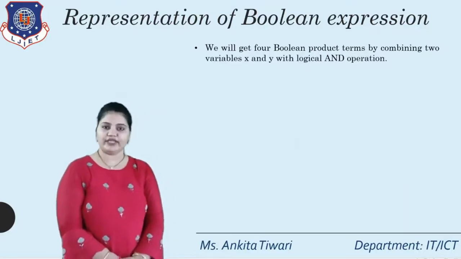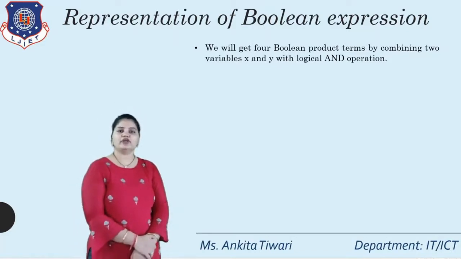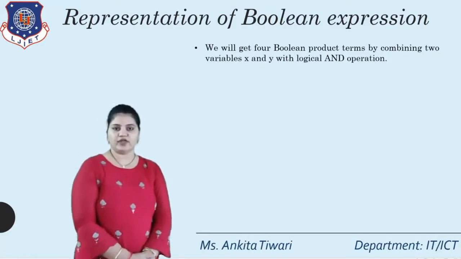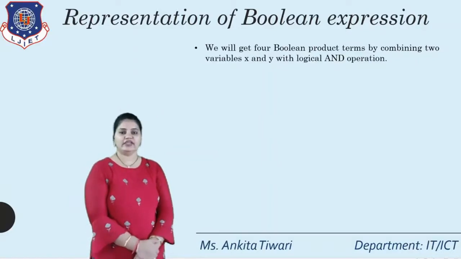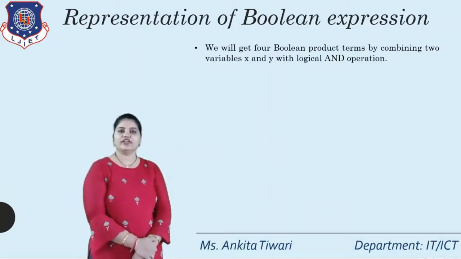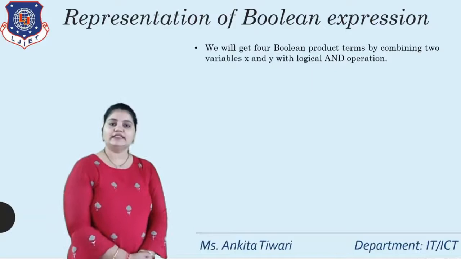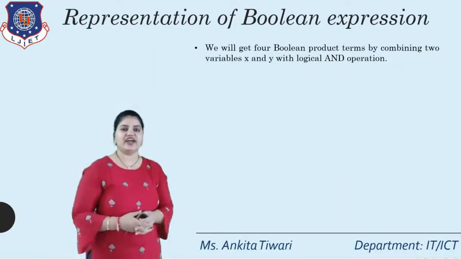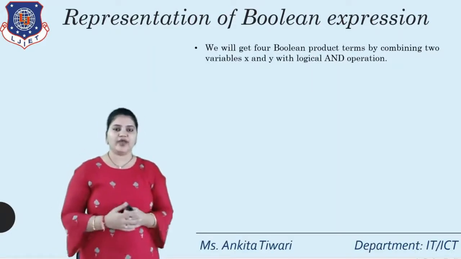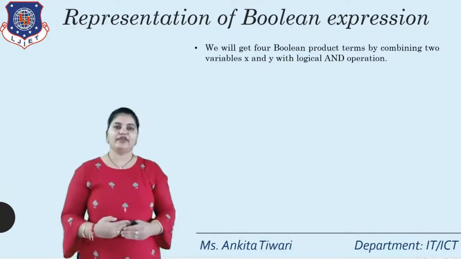If I am taking 2 variables, then the Boolean product terms will include 4 possible combinations. If I am taking 3 variables, then the product terms will include 8 possible values. The same thing, the formula which is defined in Boolean, that is 2 raised to n, is defined by the number of variables.